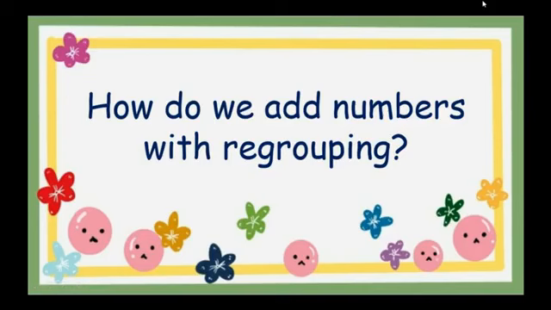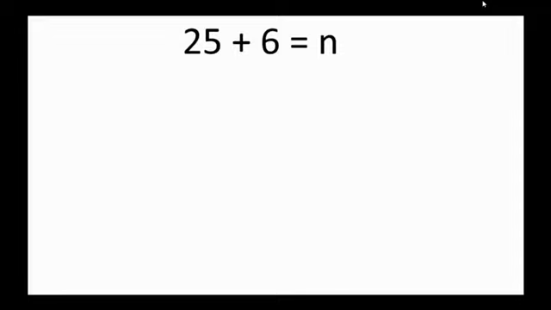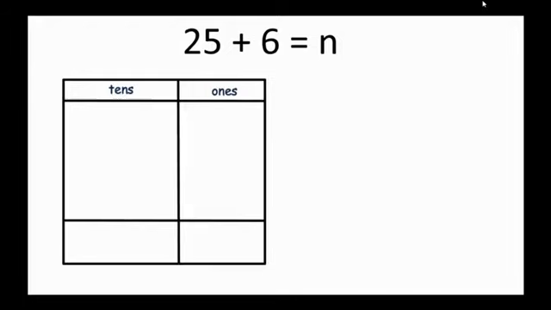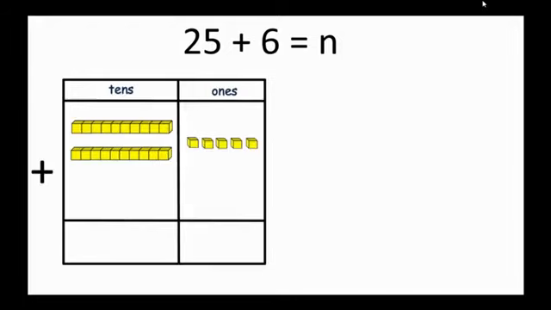How do we add numbers with regrouping? Let's practice. We have 25 plus 6. We will use the place value chart and the blocks to solve for this. So we have 25 blocks plus 6 blocks.